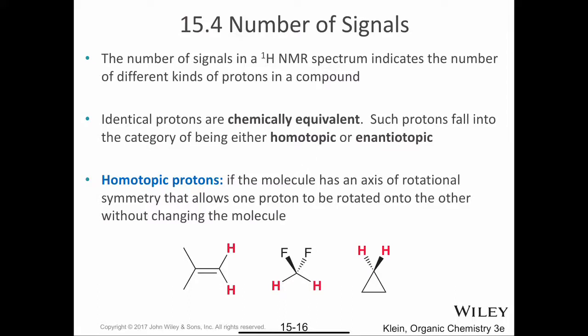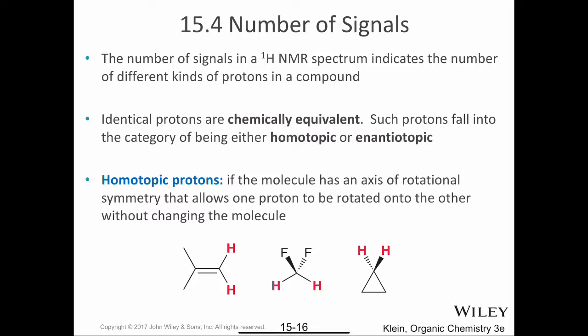The number of signals in a proton NMR spectrum indicates the number of different kinds of protons in a compound. And what we mean by different kinds of protons are protons that are in different electronic environments. So identical protons, or protons that are in identical electronic environments, are what we call chemically equivalent. And such protons, the chemically equivalent protons, fall into two categories. They can be either homotopic or enantiotopic.